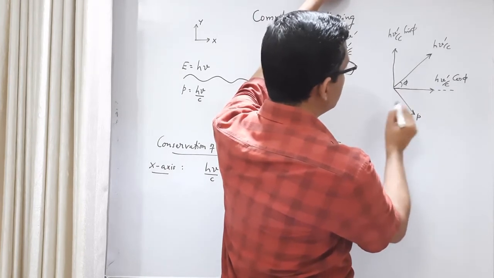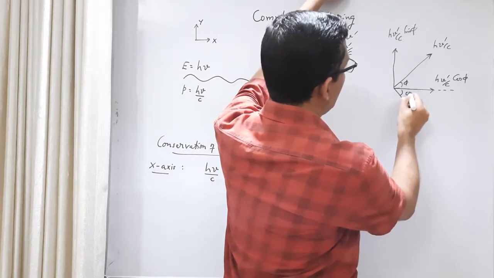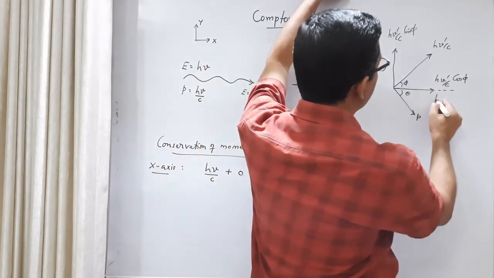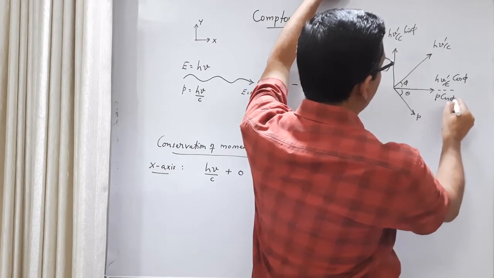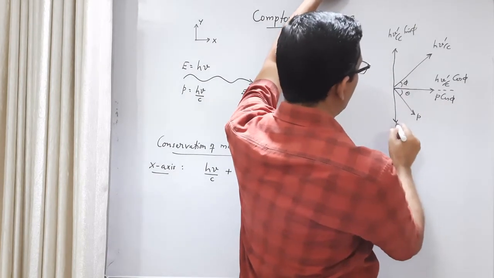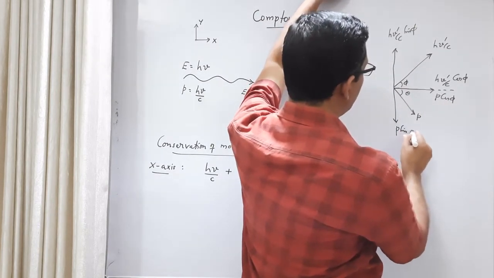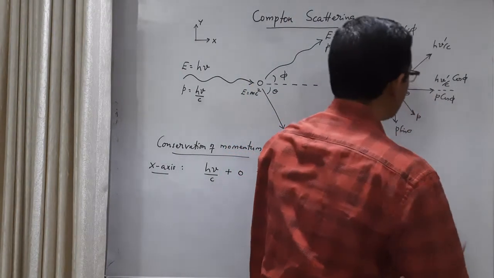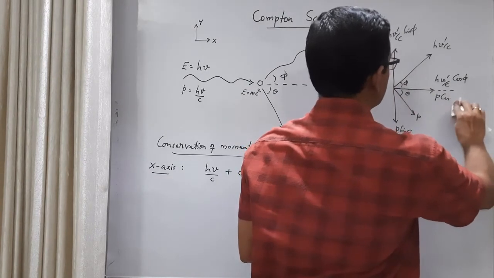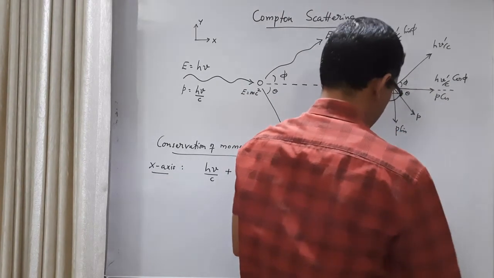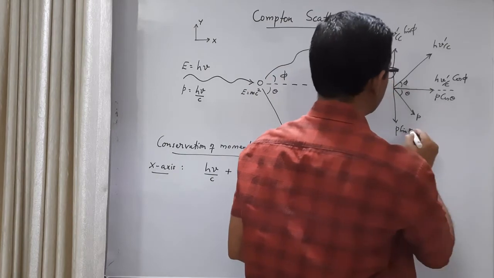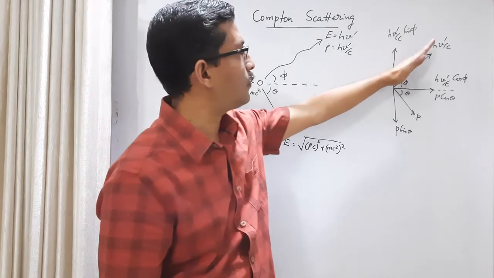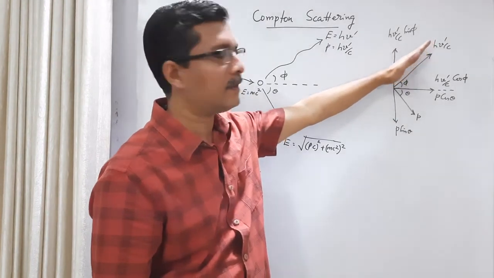Electron is scattered with a momentum p along an angle theta with the incident direction. So, its component along the x direction will be p cos theta, and the component along the vertical direction or y direction will be p sin theta, where this is theta. So, this is photon momentum after scattering.